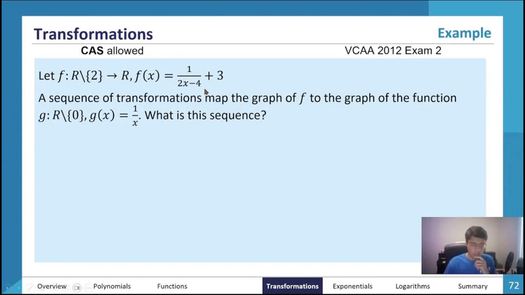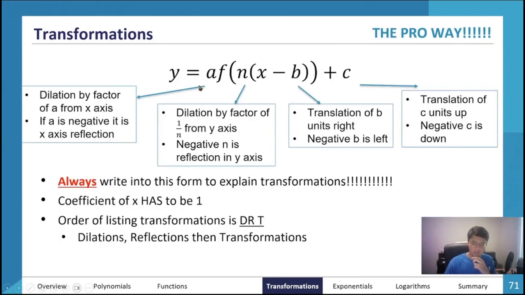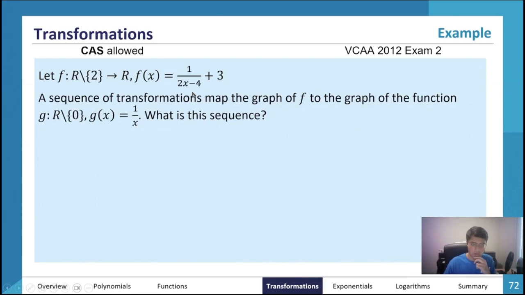The next thing is we're going from plus 3 to just nothing. So that means that this graph is being translated down 3 units to turn into this graph. So we're translating 3 units down. We've also got another translation going on here, minus 4. And if we go back here, if we have minus b, we're translating b units to the right. So we've got minus 4, we're translating 4 units to the left to get to this graph.